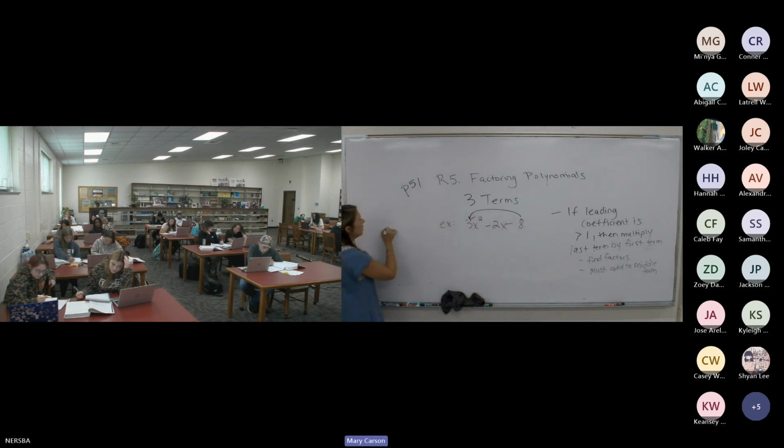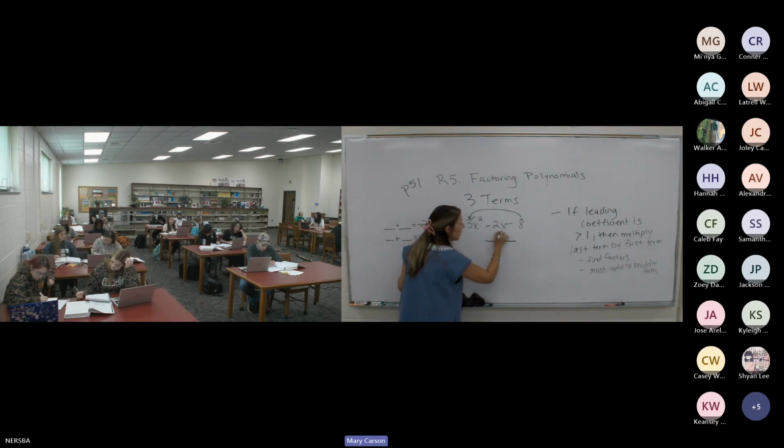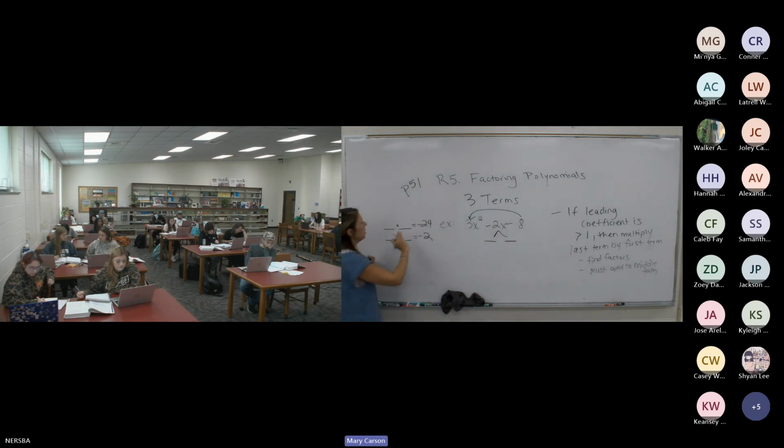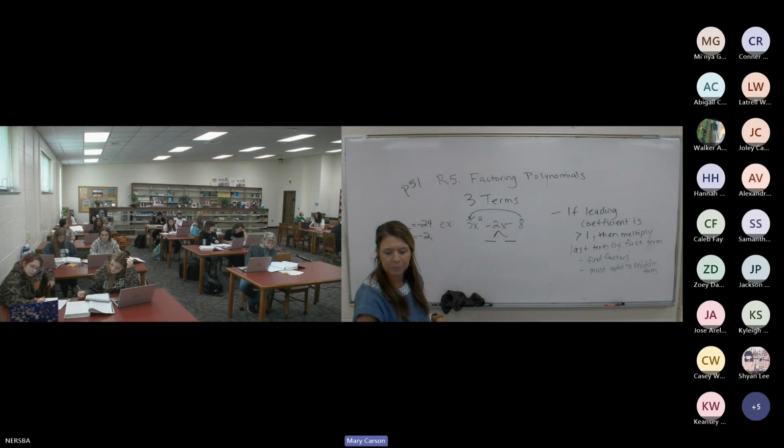That's gonna give you a -24, right? So I want two numbers that multiply to give me -24, but add to give me -2. And what those two numbers are gonna end up doing is breaking this -2 up into 2 terms. Okay, so that makes our 4 terms. So let's think about our factors. Anybody want to give me these? What are two numbers that multiply to give me -24, but add to give me -2?